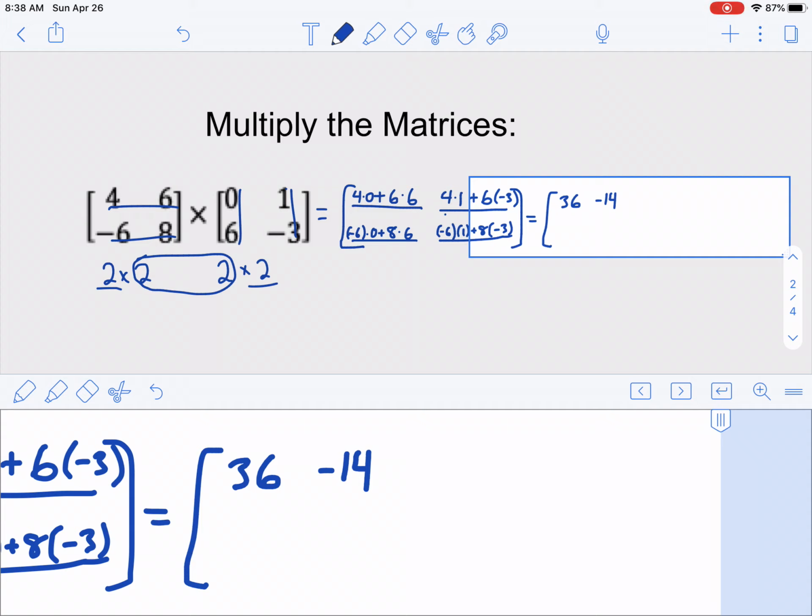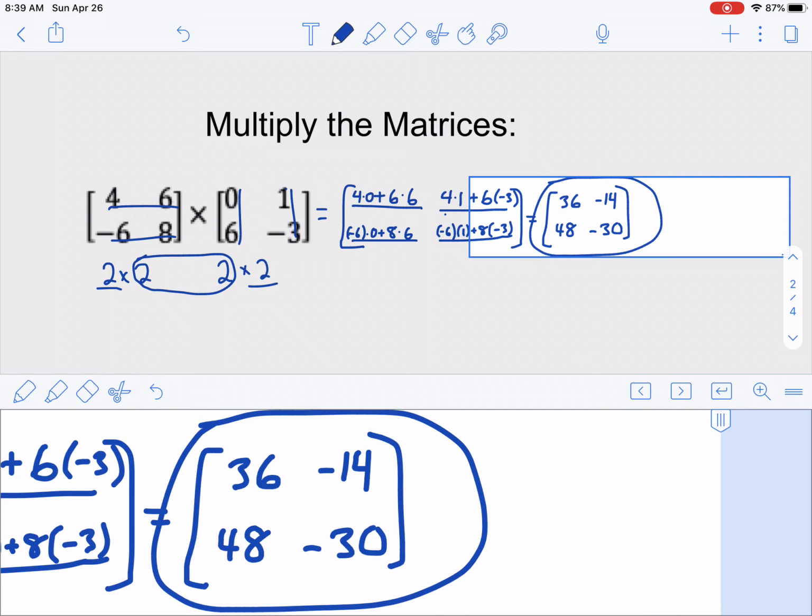The third element, second row, first column, is negative 6 times 0 plus 8 times 6. Well, negative 6 times 0 is 0, and then 8 times 6 is 48. And then the last element is negative 6 times 1 plus 8 times negative 3. Negative 6 times 1 is negative 6, and negative 3 times 8 is negative 24. So negative 6 and negative 24 is negative 30. And here is our final answer.